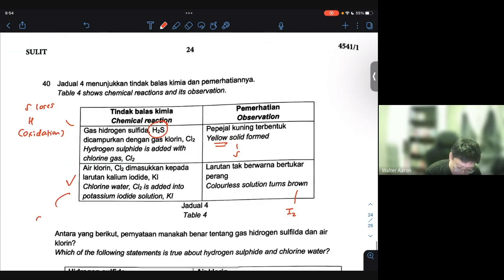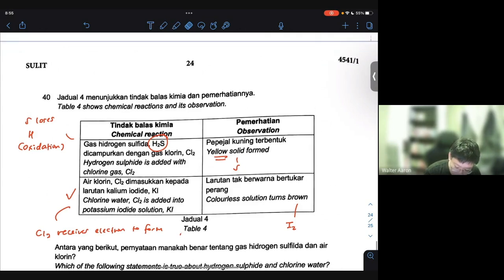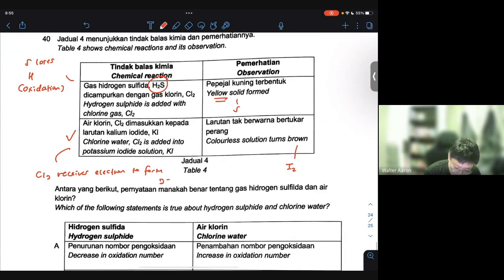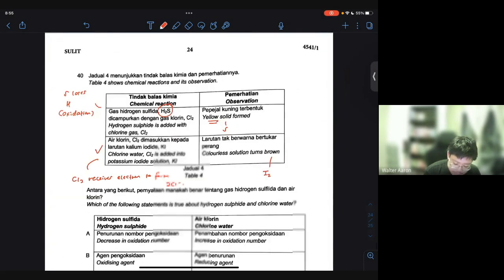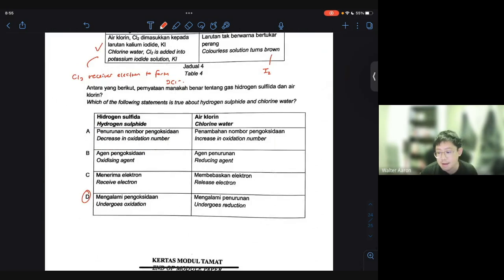And then this one over here, Cl2 receives electron to form 2Cl minus. So that's the idea behind it.